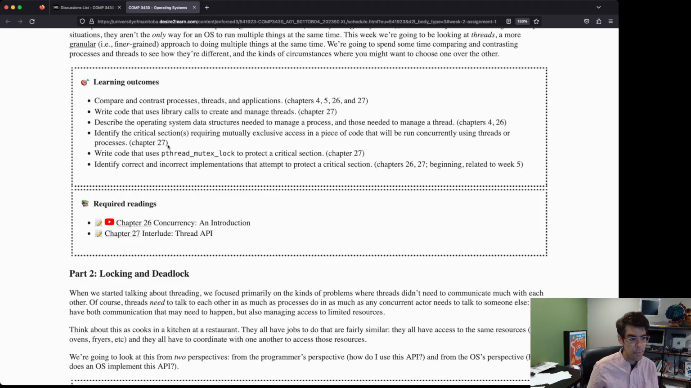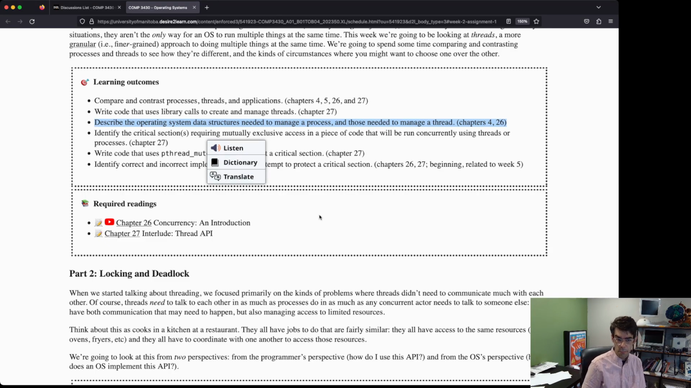The next learning outcome here, write code that uses library calls to create and manage threads. You are going to be assessed on this in Lab 2 and in Assignment 2. And this is where we're using pthread_create and pthread_join to create threads and then wait for them to finish. This is described in Chapter 27, the Thread API, but we also did this a lot in class. Describe the operating system data structures needed to manage a process and those needed to manage a thread.